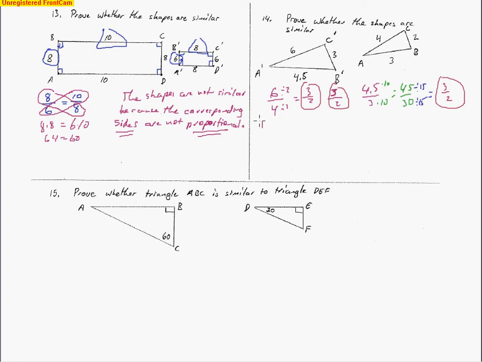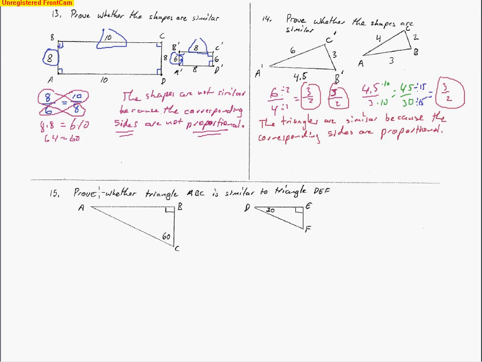So we'd say the triangles are proportional, or are similar, let's say that, because they're proportional. The triangles are similar because the corresponding sides are proportional. So again, that is one way to determine similarity.